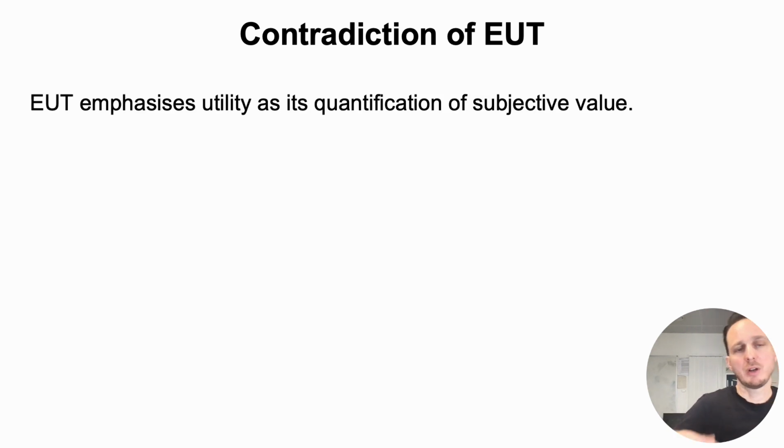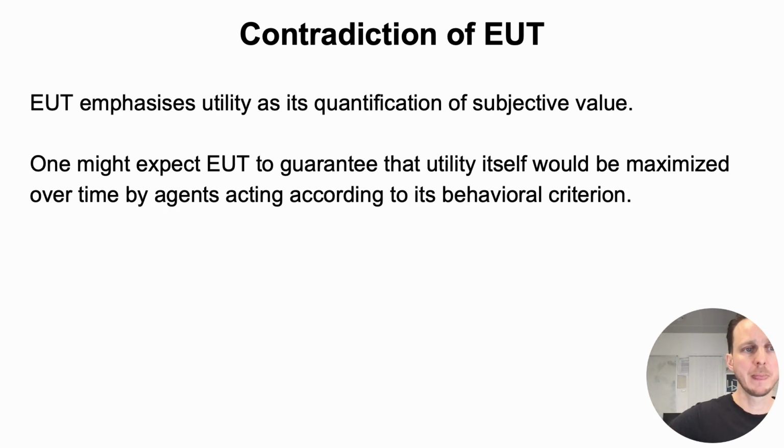So this is a contradiction, we think. EUT emphasizes utility as its quantification of subjective value. So one might expect EUT to guarantee that utility itself would be maximized over time by agents that act according to its central behavioral criterion, but this is not the case.